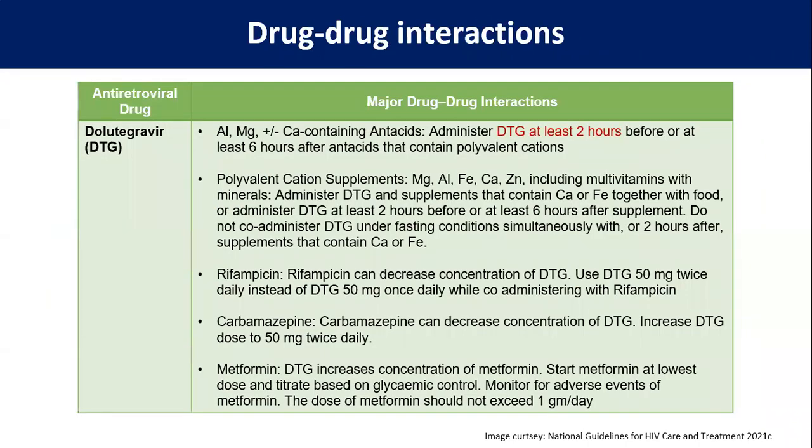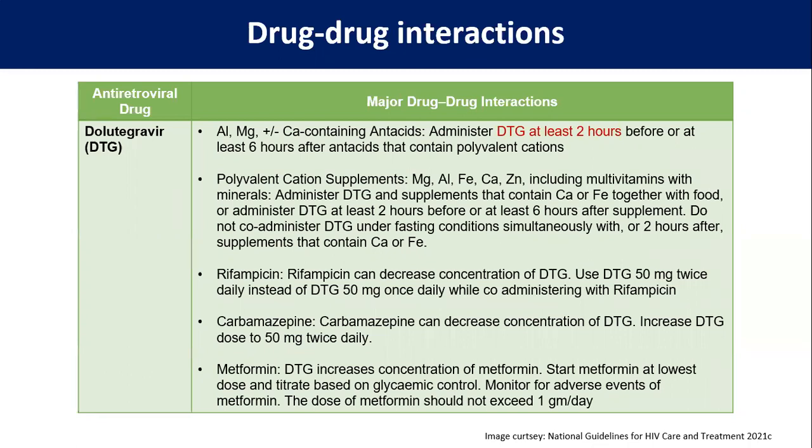Dolutegravir, we all know that it has interactions with cation-containing antacids and iron and vitamin preparations. So we should advise them to take it at least 2 hours before or 6 hours after supplementation. That is, the DTG medicine is to be provided 2 hours before the administration of such antacids or vitamin or mineral and iron, or 6 hours after the supplementation.